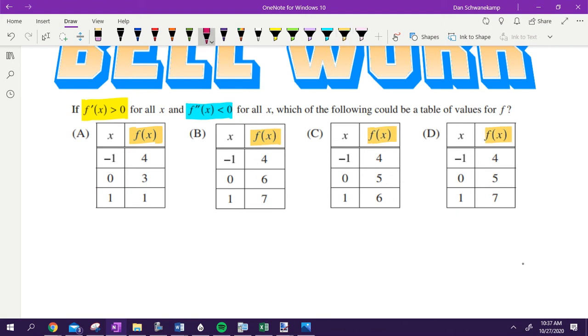Show me with your fingers. What'd you get? 1 for A, 2 for B, 3 for C, 4 for D. 1s, 2s, and 4s seem to be the theme. All right, let's figure it out.